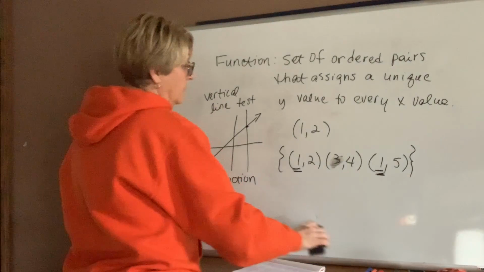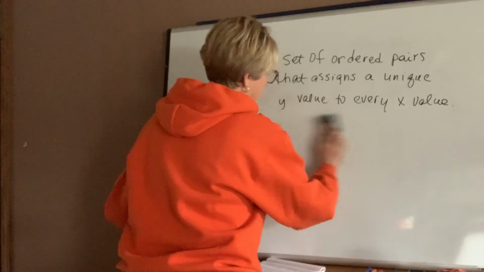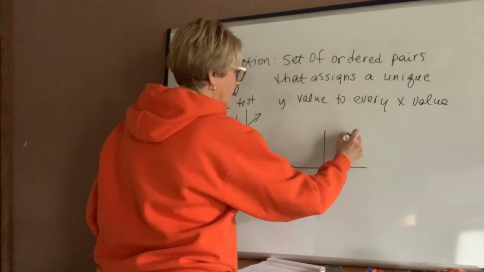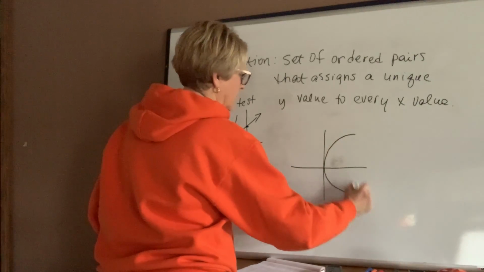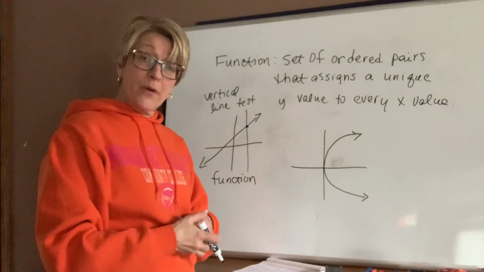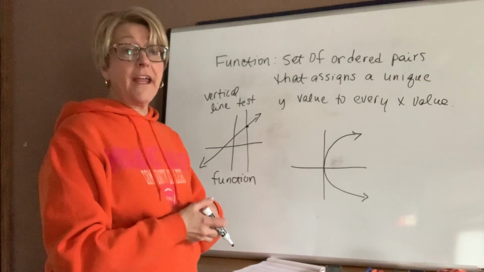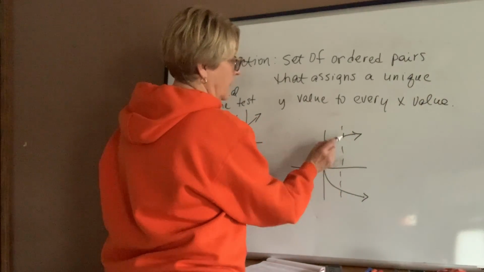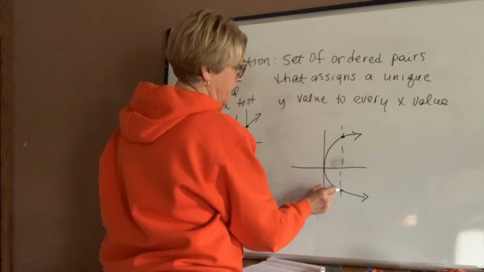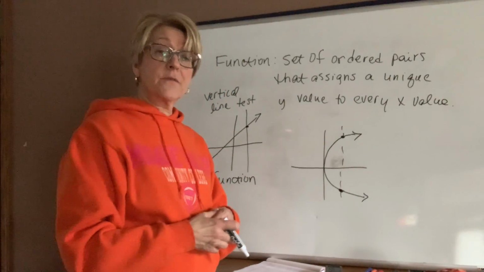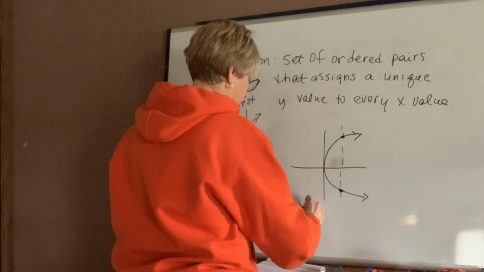So what would be the graph of something that is not a function? Let's take a look at this sideways parabola. If I draw a vertical line through it, you see that I cross the graph at 2 points. That tells me this is not a function.